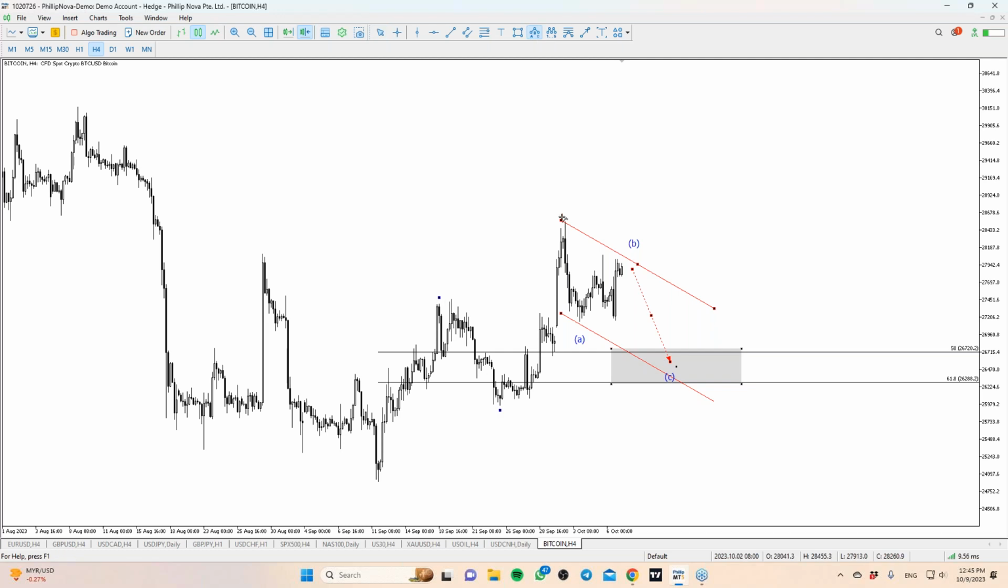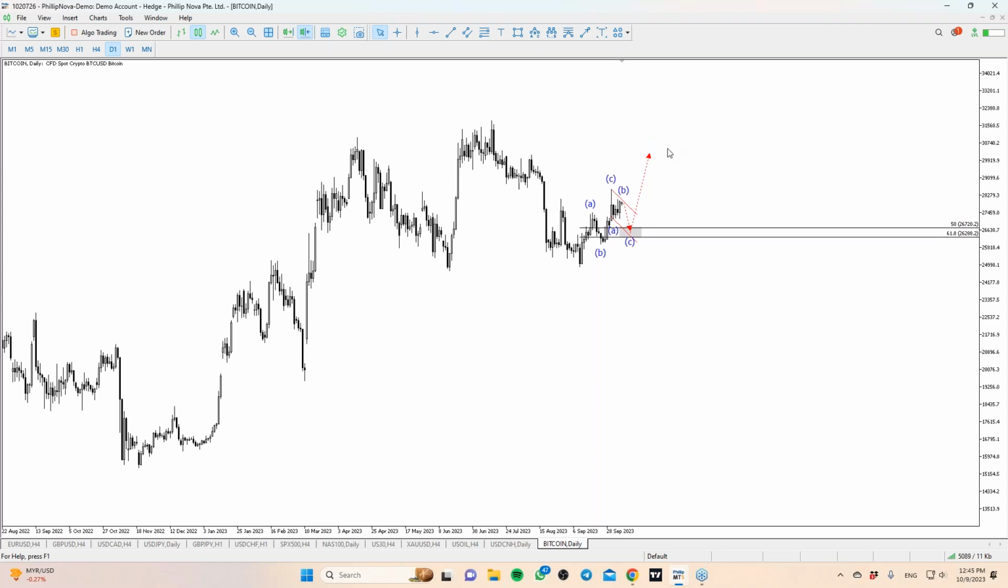Again, this is a three-wave move completed, so we expect a three-wave correction to come down. If you can get that, there's a good chance we may see upside for BTC. And if you go to the daily scale perspective, this may continue upside, as we have a little bit of a bottoming there as well.